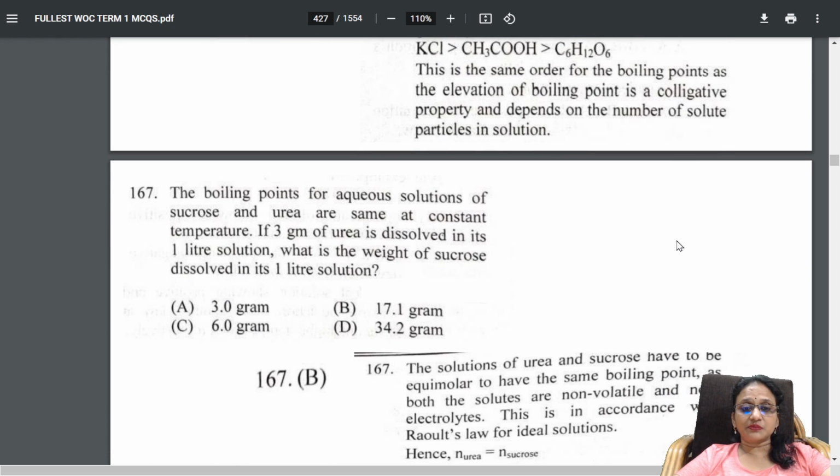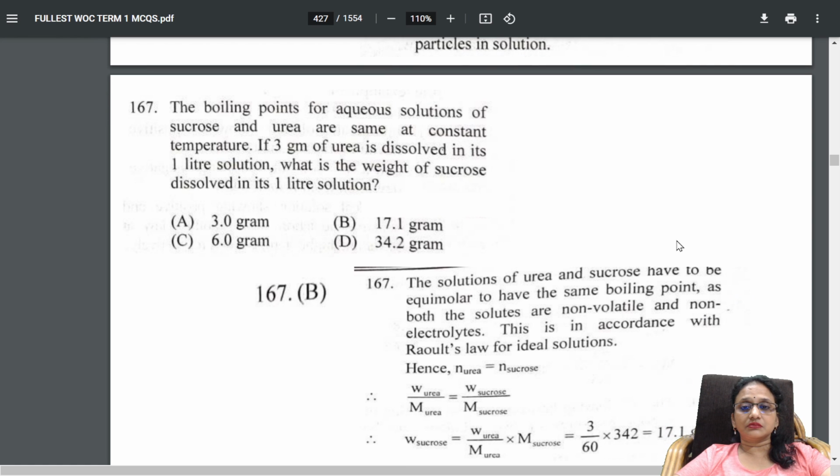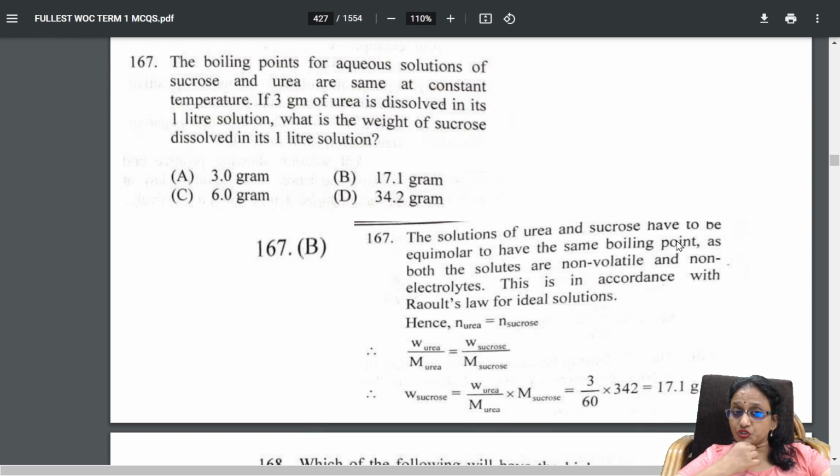Then comes your boiling point of solutions. Okay, and see here we are comparing. We are taking the ratios of two different solutes. Urea is one here. So the important thing is urea and sucrose. Both are dissolved. So in two solutes we are comparing the ratios.